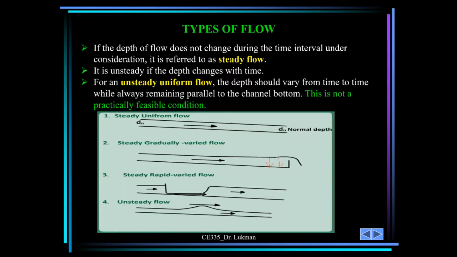It doesn't fluctuate at a given section, but it is non-uniform because the depth here is less than the depth here. For uniform flow, throughout the space, throughout the area or section under consideration, the depth has to be the same. And you have steady, rapidly varied flow.